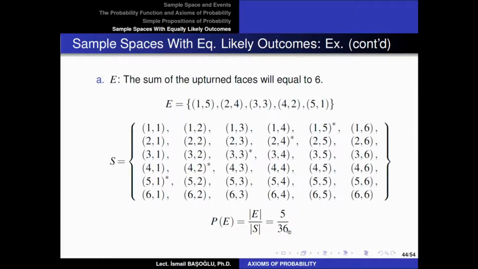5/36. Now, please do not forget, we can only calculate this probability because we have assumed that all 36 outcomes in the sample space are equally likely to occur. They have equal chances. There are some sample spaces where the outcomes do not have equal chances to occur as well. So in these kinds of sample spaces, we cannot use this analogy.